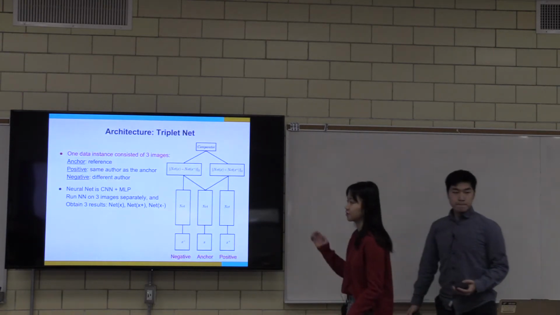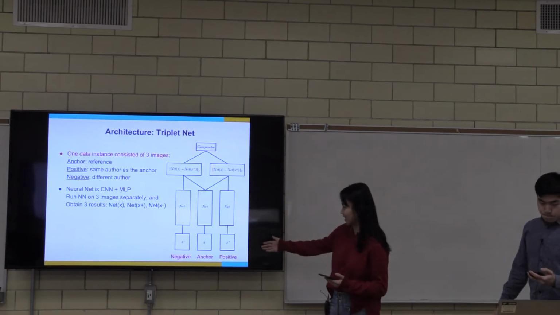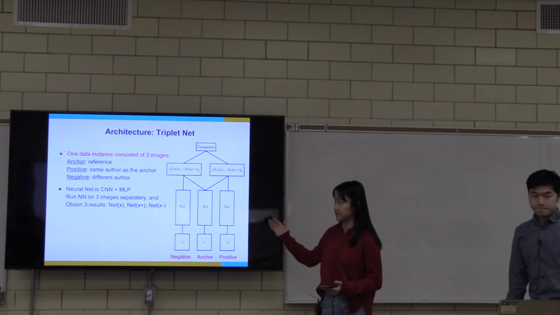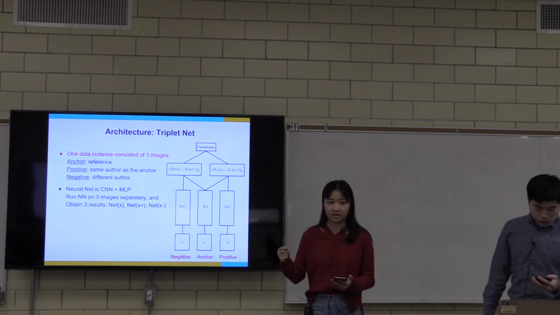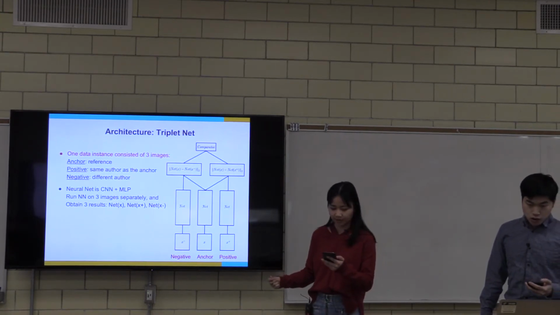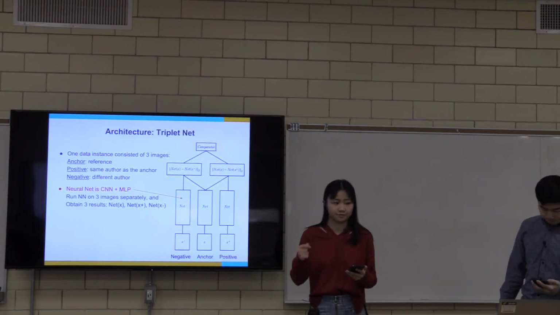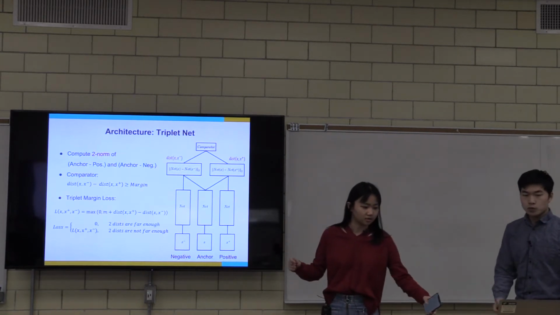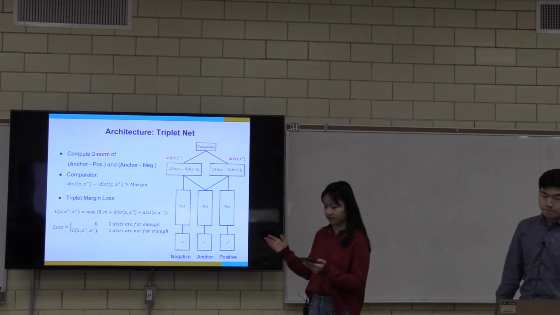The major difference between our model and a typical CNN is the triplet loss function. The diagram on this slide is read from bottom up. As you can see, every data instance consists of 3 images: the anchor, the positive, and the negative. The anchor and the positive are 2 authentic signatures written by the same person, and the negative is a forged signature. Then we pass the 3 signatures to the same network separately to obtain 3 output vectors. After that, we compute 2 Euclidean distances, between anchor and positive and between anchor and negative.